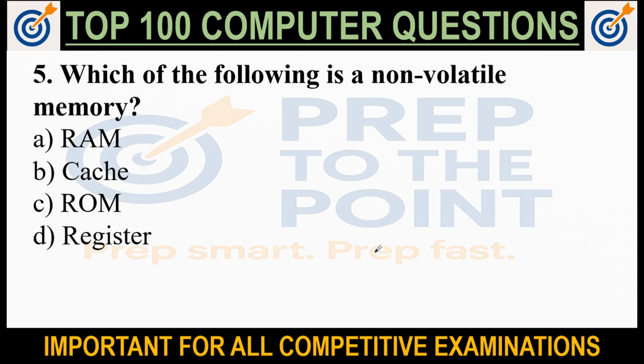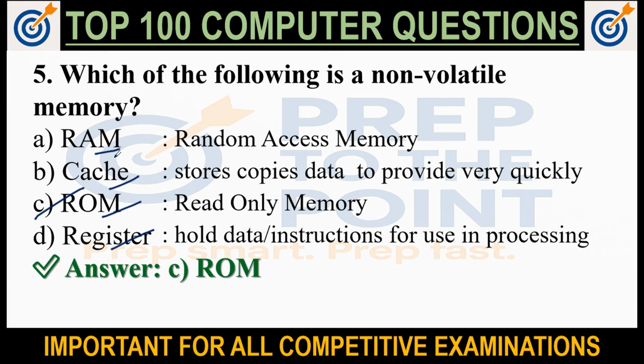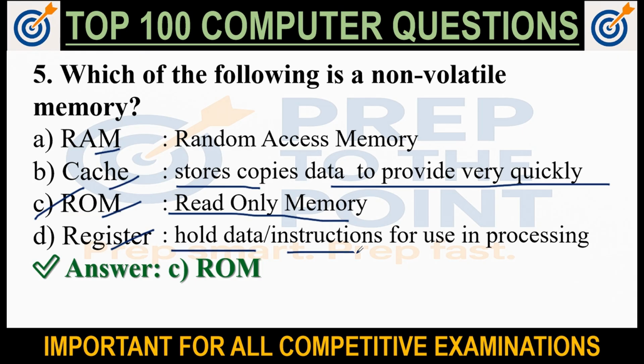Which of the following is a non-volatile memory? Options: RAM, cache, ROM, and register. The answer is ROM. Full form of RAM is random access memory. Cache stores copies of data to provide it very quickly while processing, and ROM stands for read-only memory. Register is used to hold data or instructions for use in processing.